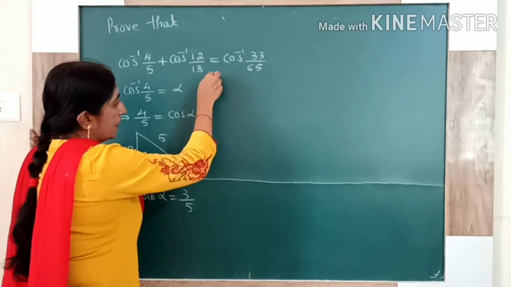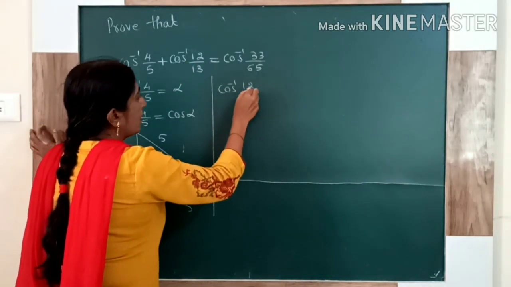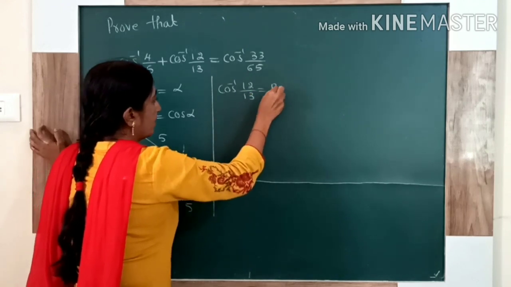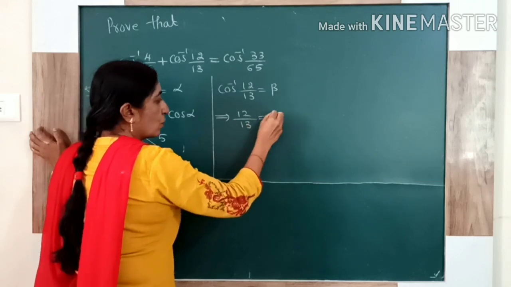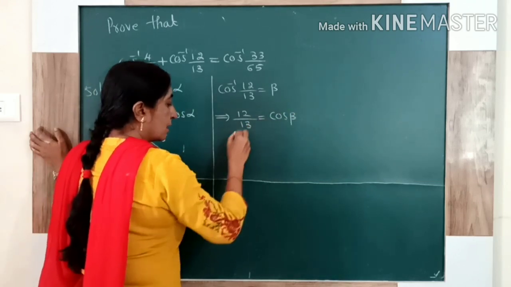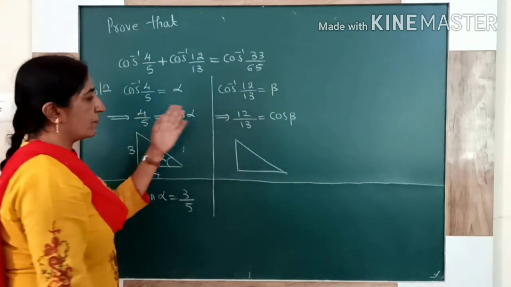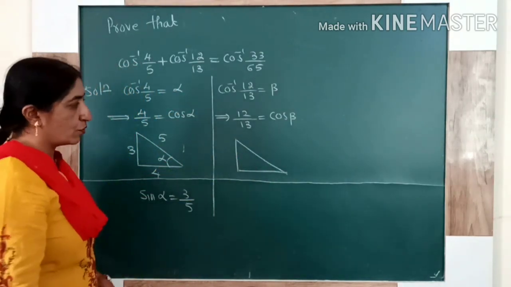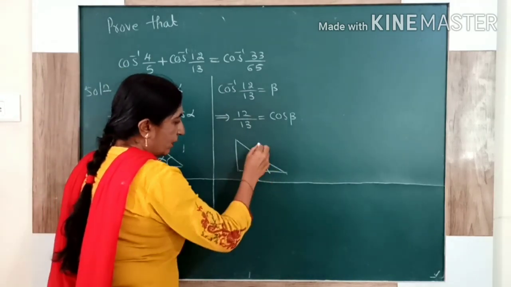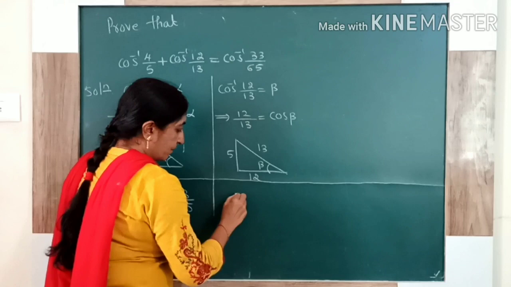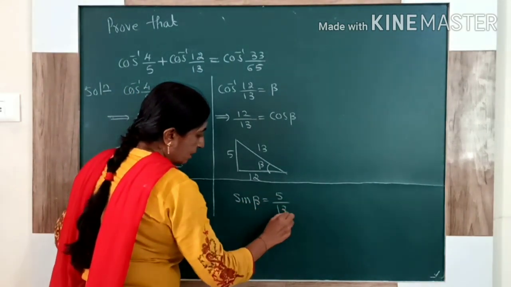Similarly, convert this cos inverse 12 by 13 as beta. This is nothing but 12 by 13 is equal to cos beta. Now again draw one more right angle triangle. See, there are so many methods to convert. You can apply identities also. Instead of that, this is a simple step. So it is 12 and this is 13, this is 5. Sin beta is equal to 5 upon 13.